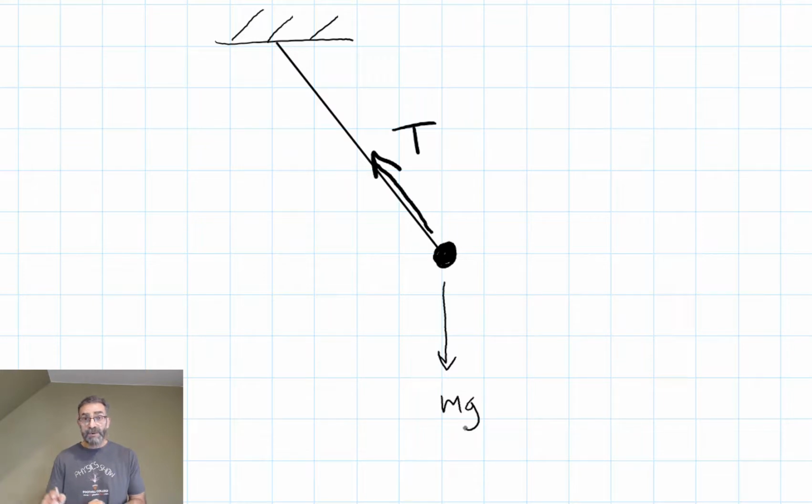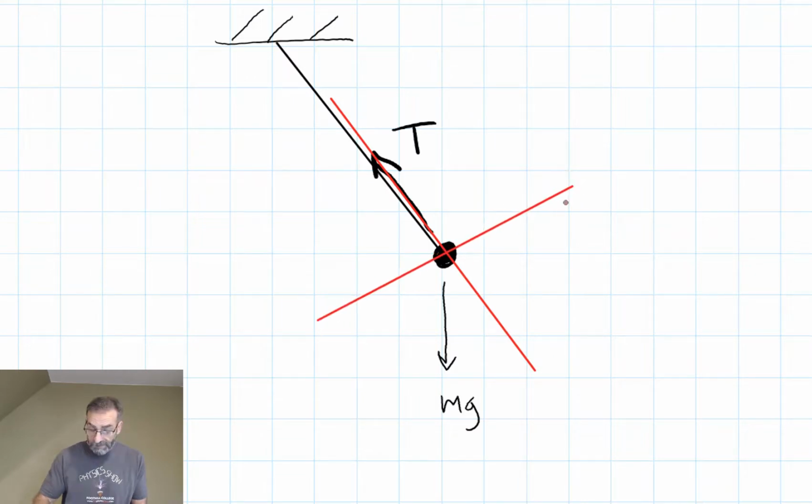And I know I have something moving in circular motion. There's radial acceleration keeping my object moving in a circular path. And there's tangential acceleration causing it to speed up and slow down. So I'm going to pick a coordinate system that has a radial component and a tangential component. The tension in my string is already pointing in the radial direction. I don't have to mess with that, but I have to break up my force of gravity into a component that's radial and a component that's tangential.